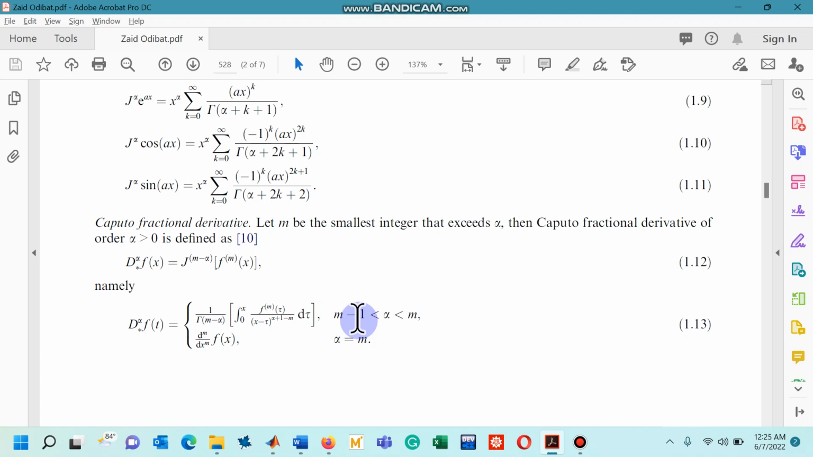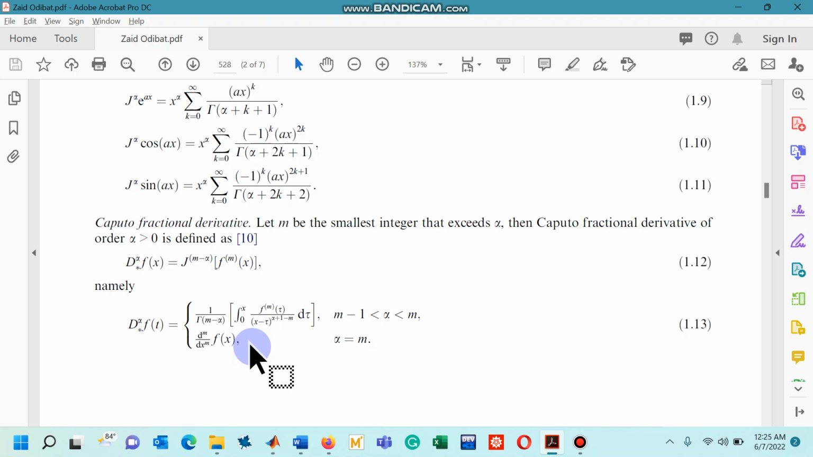You can see here the first piece comes when alpha lies between m minus 1 and m, where m is a positive integer. And when m and alpha are both equal, we get the mth order derivative for our function. In other words, we go back to the classical calculus.